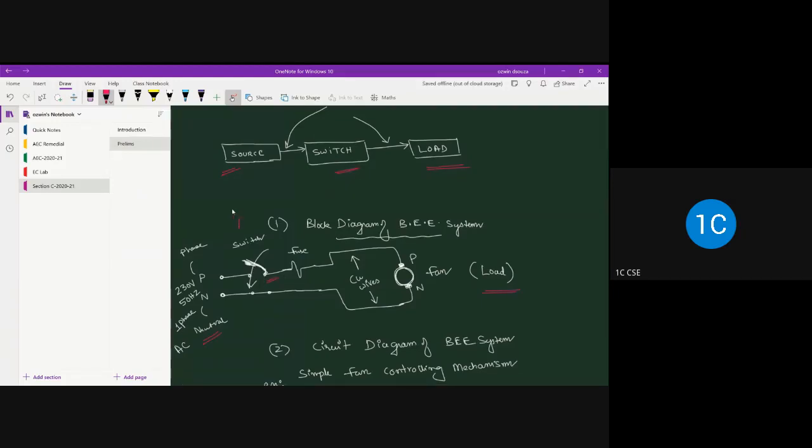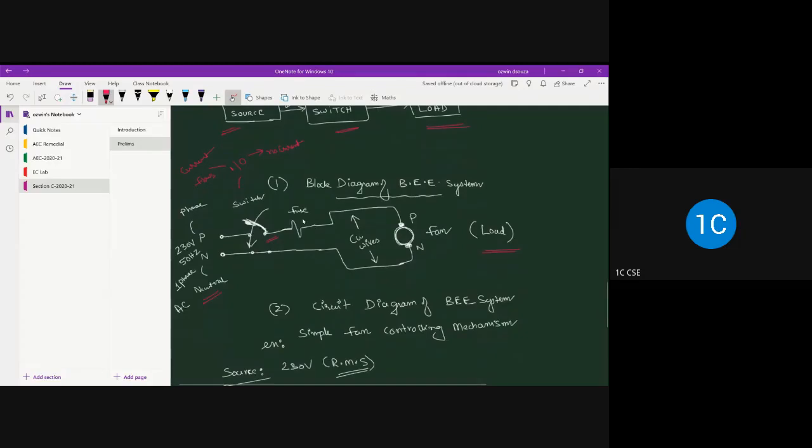So this switch gives either logic 1 or logic 0. Logic 1 means current flows. Logic 0 means no current. That means it either allows the flow of current or blocks the flow of current by providing either closed path or open path. Closed means there will be a flow of current. Open means there will not be any flow of current. So it's a controlling mechanism. Switch basically acts like a controlling mechanism.